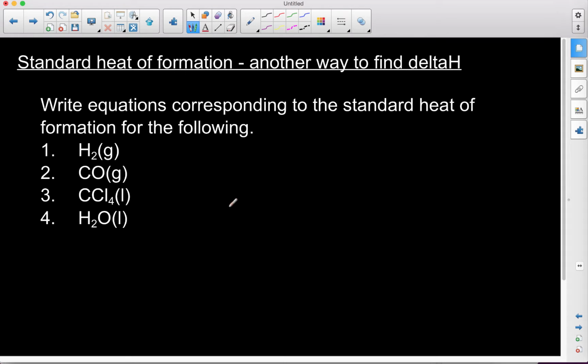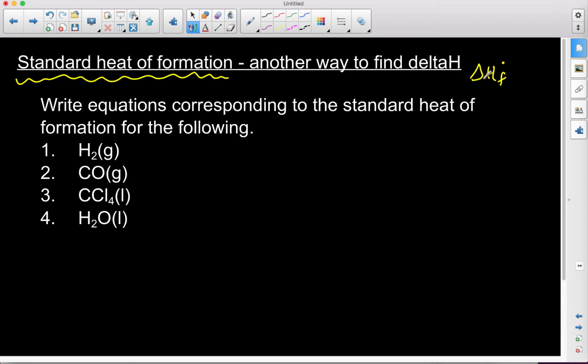Hello, AP Chemistry, and welcome to the final part of Chapter 5, Standard Heats of Formation, symbolized as delta HF naught. The little degree sign means standard, under standard conditions, which is about room temperature, about 1 atmosphere, and things being in their standard states for that temperature.